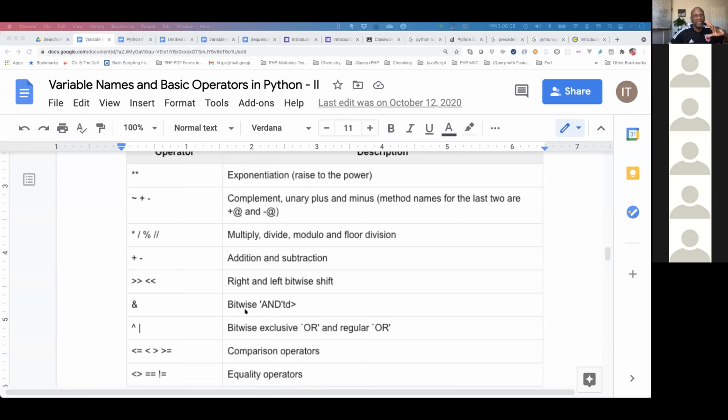And then we have the bitwise AND. And then we have the bitwise exclusive OR and the regular OR. The exclusive and the regular are two different ones. Let's say I call Sophie and Alex, can you both come here? I say, Sophie and Alex, come here. Both of you come, then that condition is met. But if I say Sophie or Alex, it means either Sophie or Alex comes, then that condition is met.